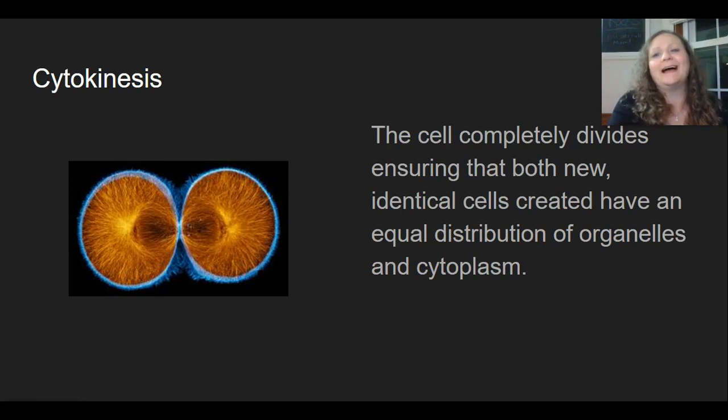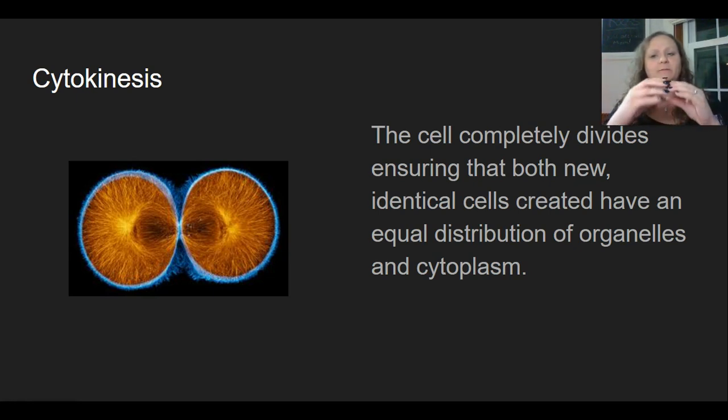Finally, we have come to the last part of the cell cycle before we start over again, and that's cytokinesis. Cytokinesis means division of the cytoplasm. This is where the cell divides completely into two identical cells. So this is where we have an equal distribution of organelles and cytoplasm. The nucleus has already divided. It finished doing that in telophase, which would signal the end of the M phase. Cytokinesis is sort of part of mitosis, but not really part of mitosis.